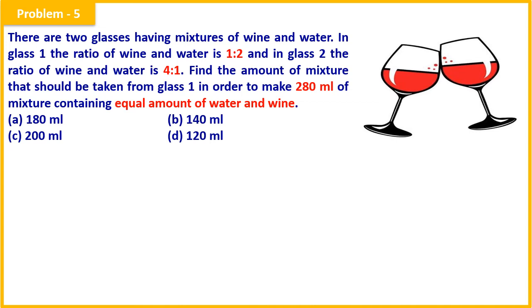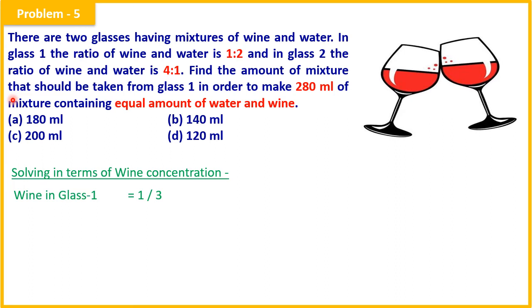Okay. Let us say if we decide to solve this question in terms of wine concentration. So what is the concentration of wine in glass 1? The ratio of wine and water is 1:2. It means if there are 3 parts, out of which wine is 1 part and water is 2 parts. So wine is 1 part out of 3 parts. So concentration of wine in glass 1 is 1 out of 3. Similarly, in glass 2, the ratio of wine and water is 4:1. It means if there are 5 parts, out of which wine is 4 parts. So concentration of wine in glass 2 is 4 out of 5.